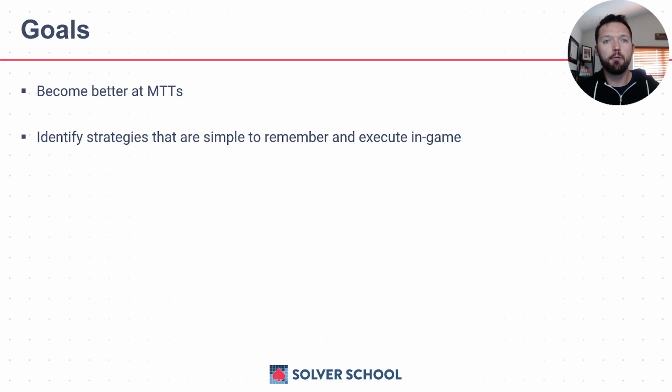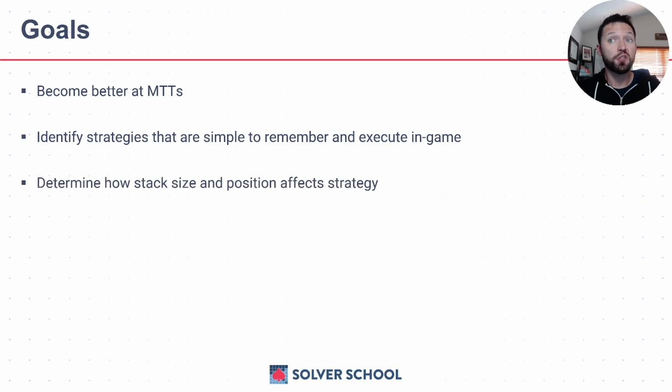So my goal here is to figure out where we can deviate somewhat from an equilibrium solution without losing too much EV, and build some simple to execute strategies that are going to perform reasonably well. My goals here are to determine how stack size and position affects strategy somewhat. So while I'm going to be looking at one specific formation at one specific stack size, I've actually built out a number of databases at several different formations and using several different stack sizes. And the goal is to start training my intuition as to how, if we have a larger stack size or a smaller stack size, that affects my overall strategy.